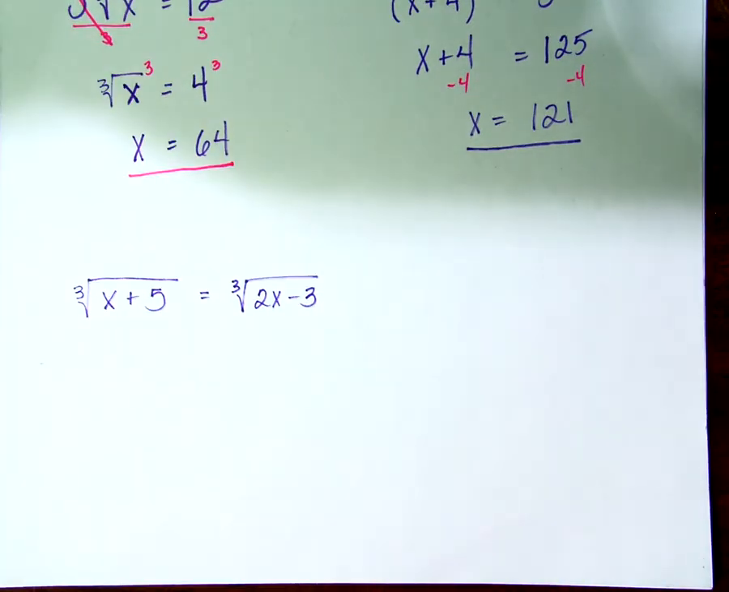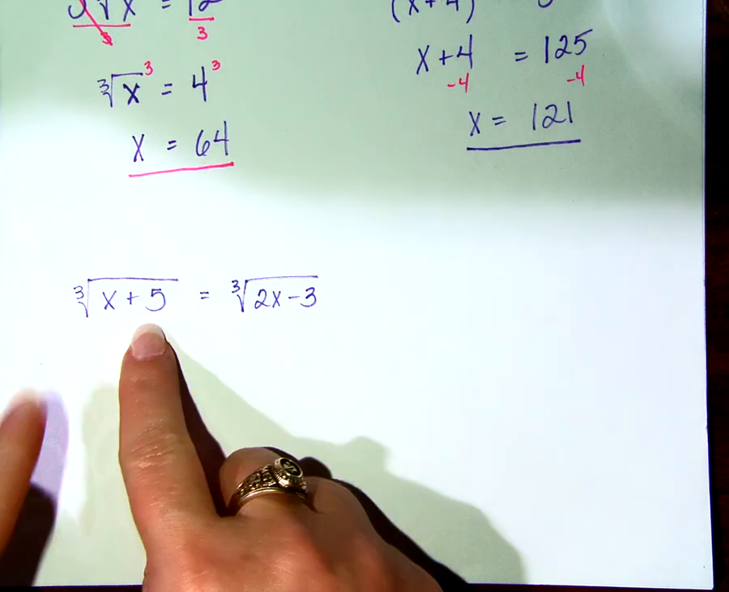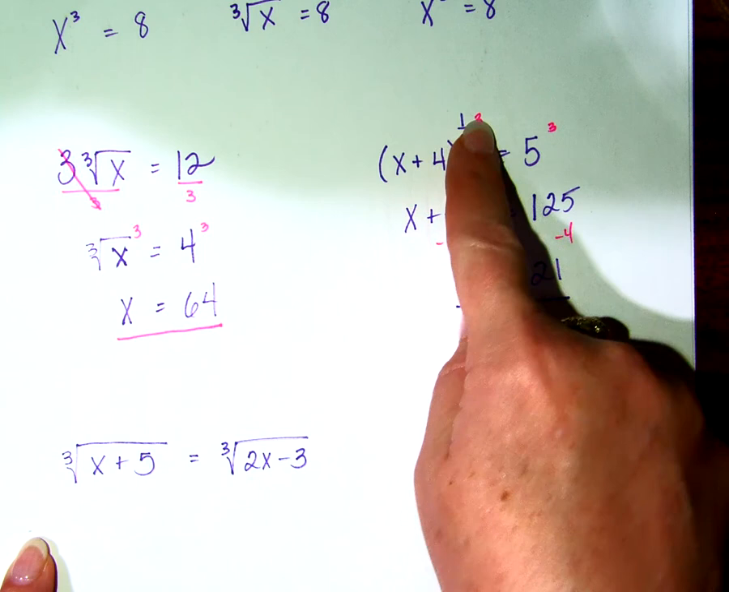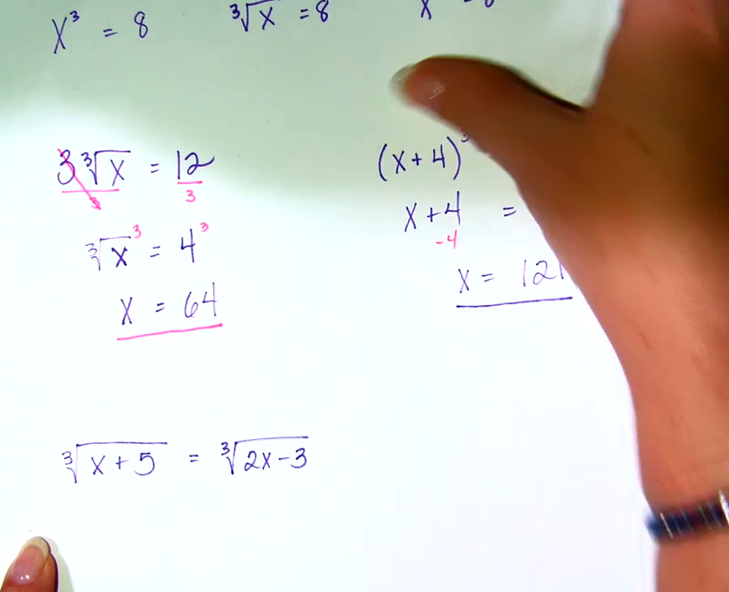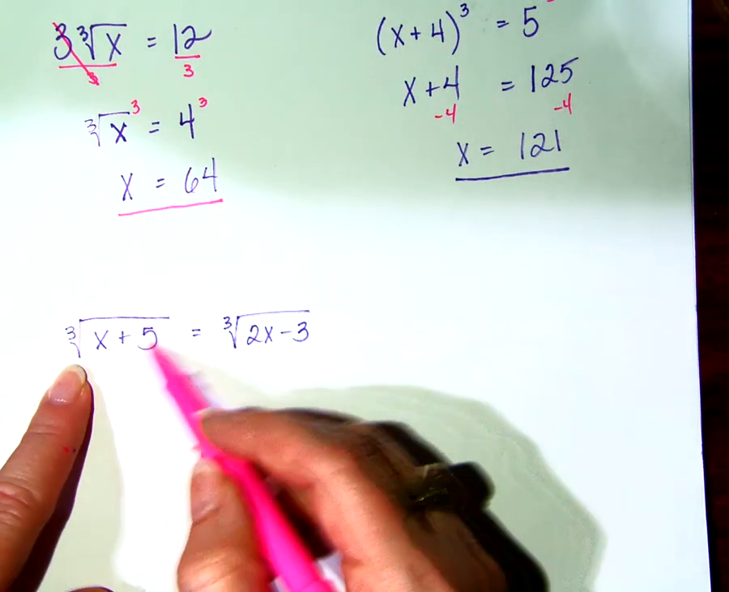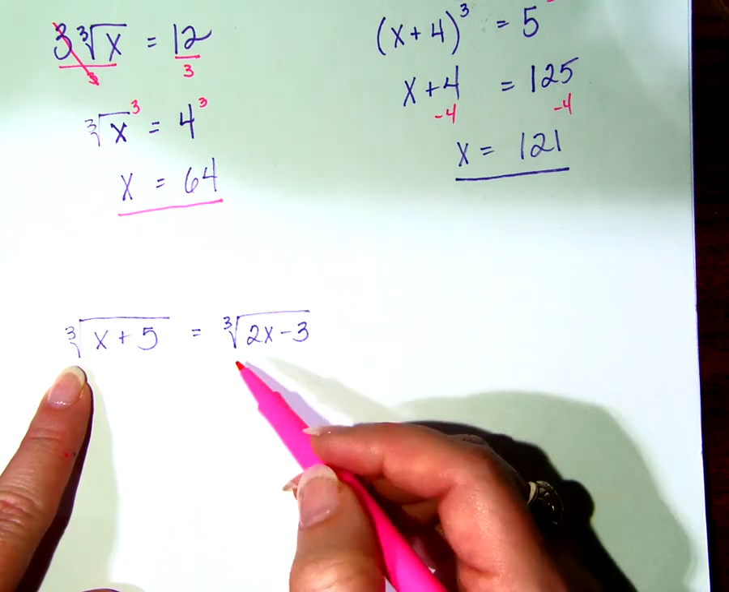Cube root of x plus 5 equals the cube root of 2x minus 3. First reaction? Oh no, it's hard. Right? Well, on all these other ones, we've isolated the root sign or isolated the parentheses with the fractional exponent, right? And then we raise it to a power. Well, at least this one's isolated. Well, this one's kind of isolated too from the other one, right?